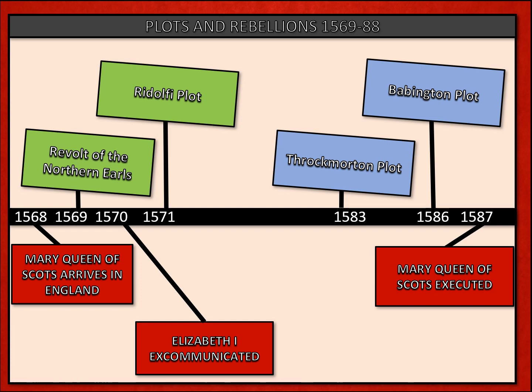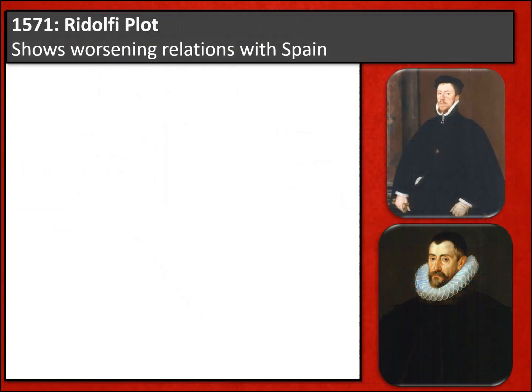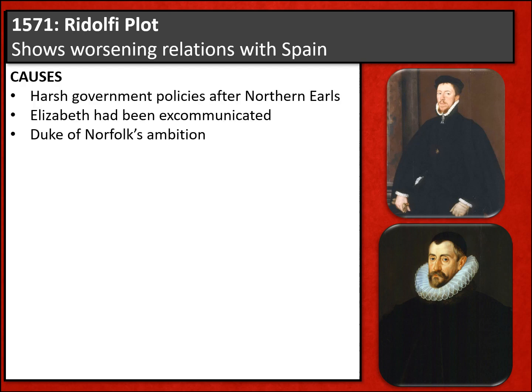Okay, so let's look now at the Ridolfi Plot of 1571. Things get increasingly international now. So the causes of this plot were that, firstly, there's a bit of fallout here from the Northern Rising. The measures that were taken in the north to pacify and to bring it back under control have been quite strict.